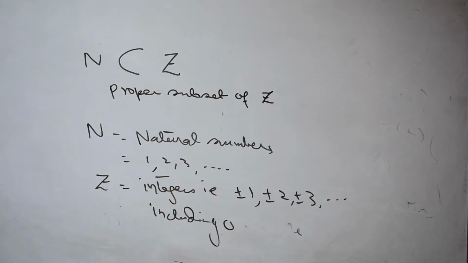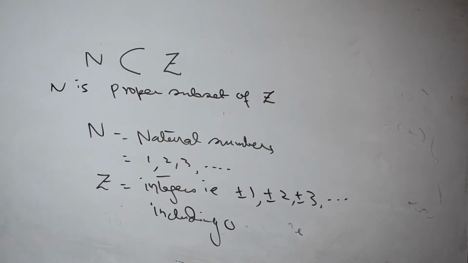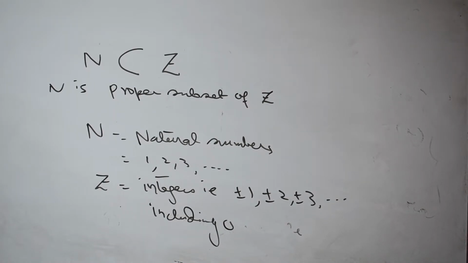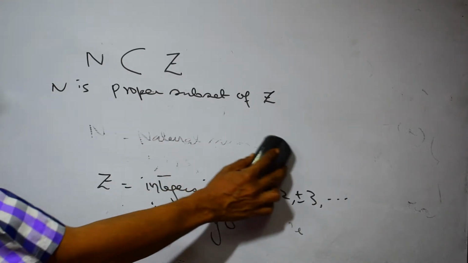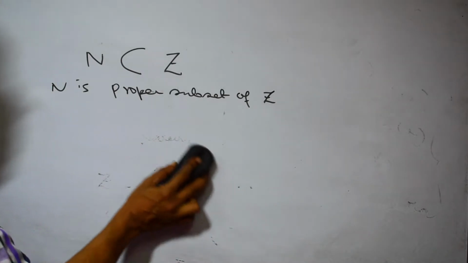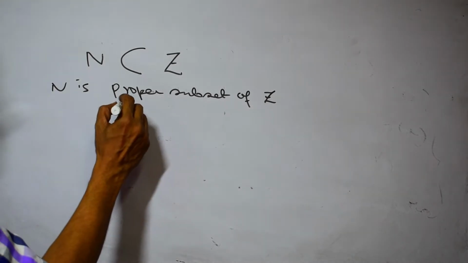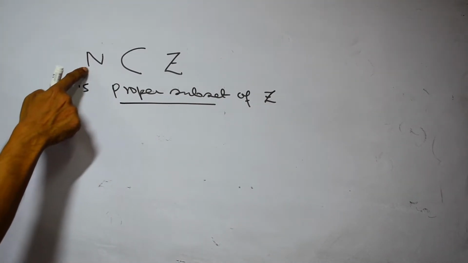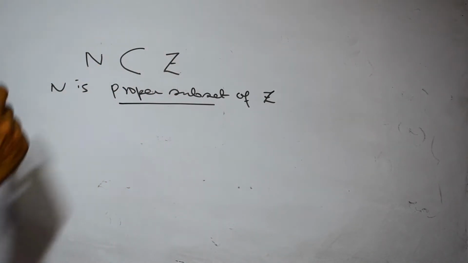That means N is a subset. What is a subset? N is the set of all numbers which are present in Z, but Z, that is integers, is the set of all integral values, and some more values are present in Z. So in a proper subset, this set is not equal to Z.